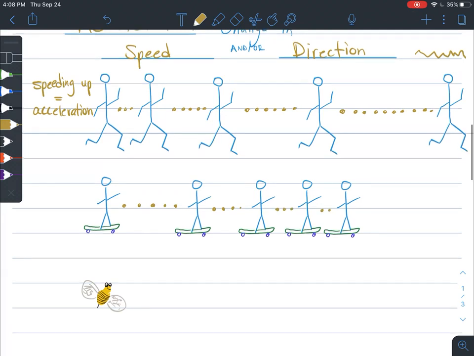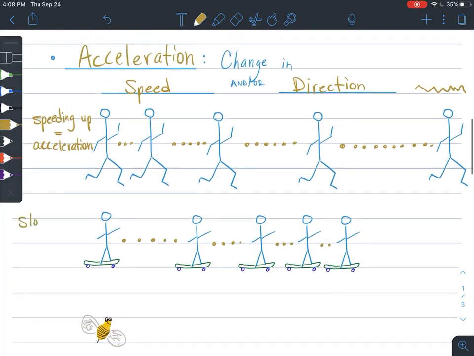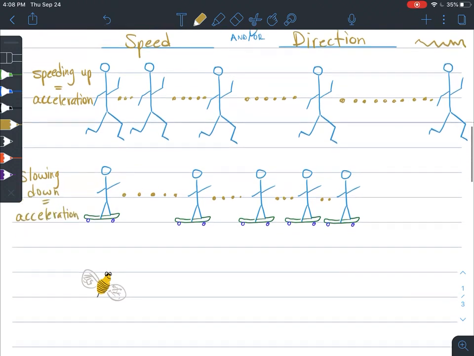So another type of acceleration is we could say that slowing down also equals acceleration, at least in the terms of physics.